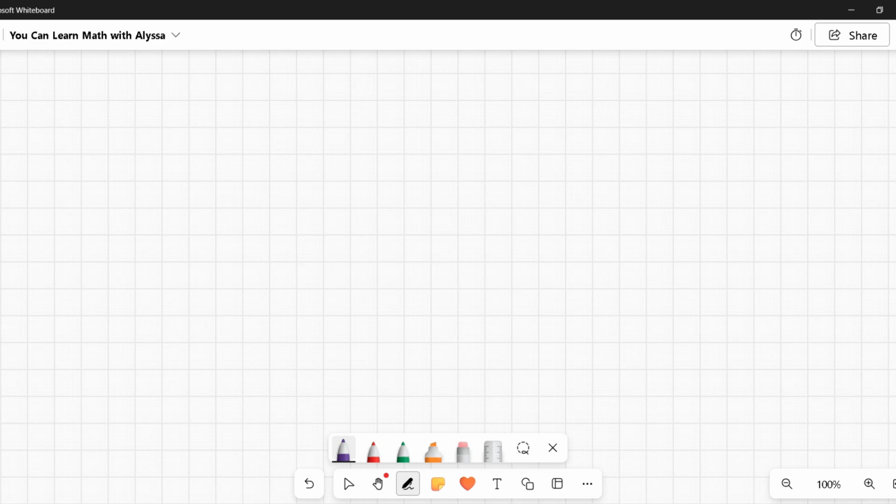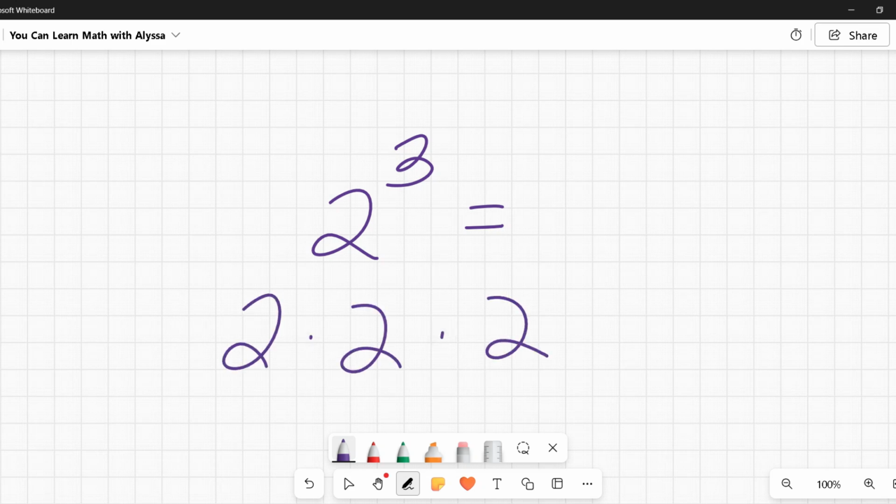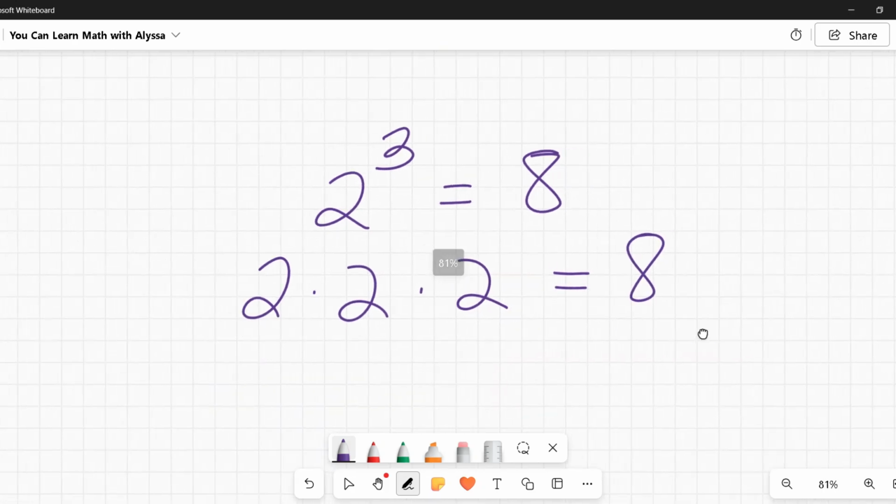Okay, so logs and exponents are two sides of the same coin. So if I had 2 to the power of 3, if that was my math problem, the math question is, what is 2 times 2 times 2? 2 times itself 3 times equals what? And we would answer, that equals 8. Okay, so that's an exponent.